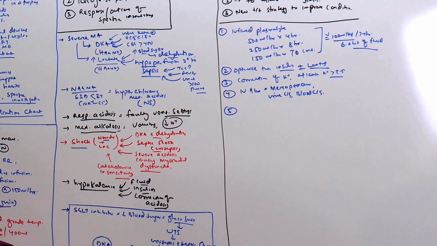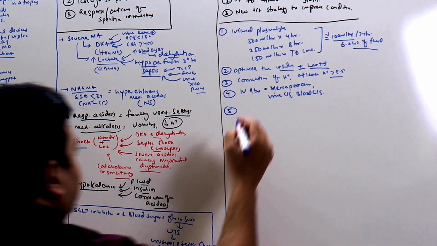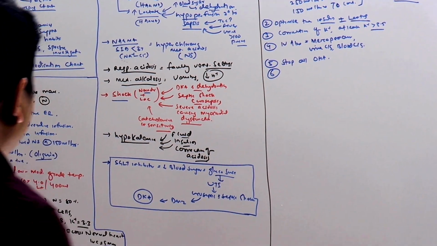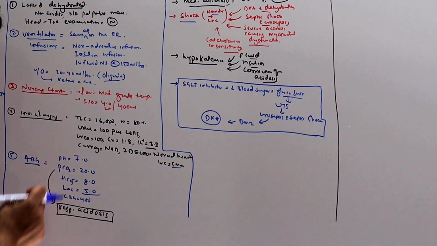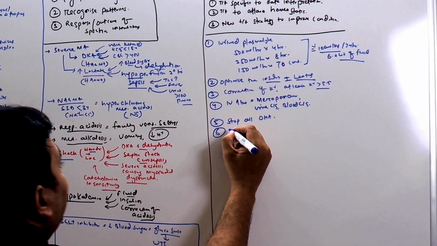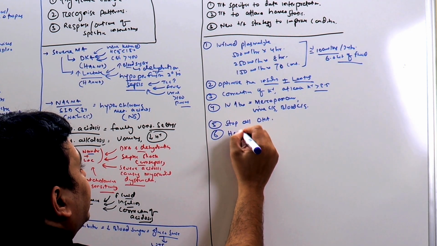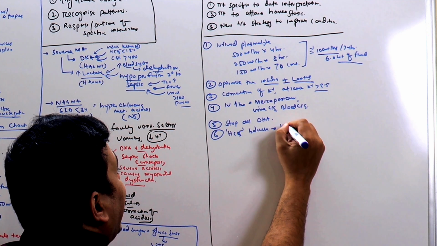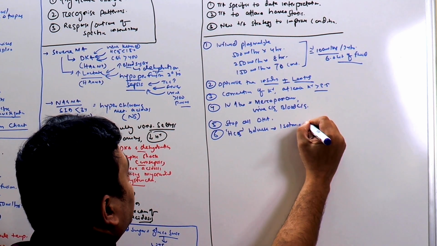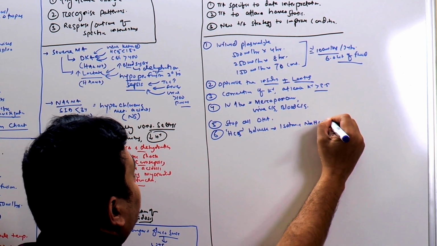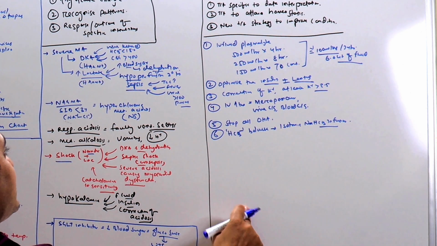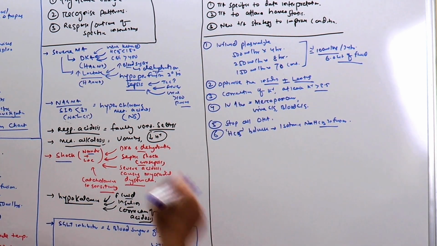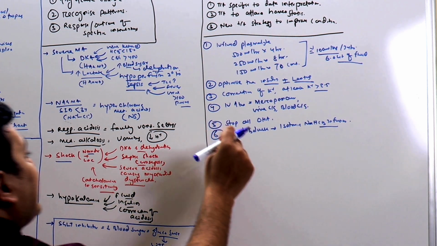Number five is we stop all the oral hypoglycemics. Only insulin. Number six is, as you can see here, the patient is severely acidotic. So here we may give bicarbonate boluses and then isotonic sodium bicarbonate infusion to correct for the acidosis. Of course, insulin and food will correct the acidosis, but acutely, when the patient is hemodynamically unstable, we can give bicarb boluses.